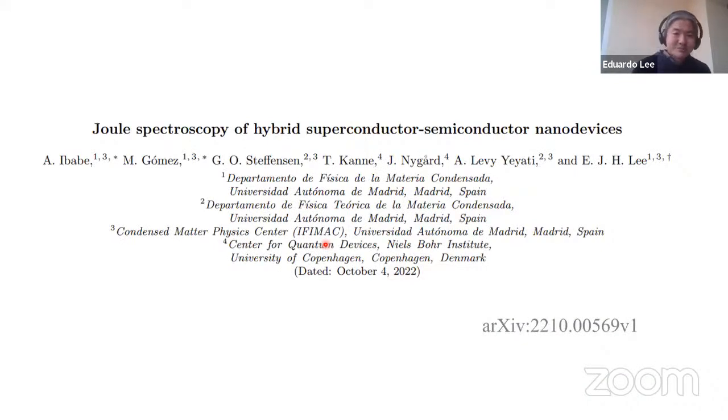These results, we have put them together in this manuscript that we uploaded to the arXiv a month ago. So if you're curious, please take a look.